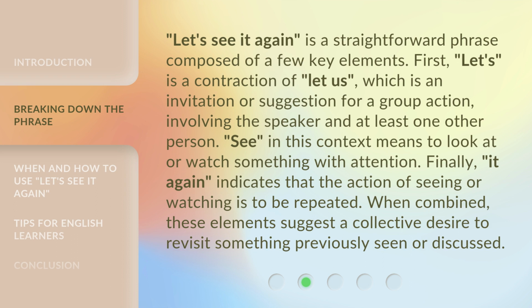"Let's see it again" is a straightforward phrase composed of a few key elements. First, "let's" is a contraction of "let us," which is an invitation or suggestion for a group action involving the speaker and at least one other person. "See," in this context, means to look at or watch something with attention. Finally, "it again" indicates that the action of seeing or watching is to be repeated. When combined, these elements suggest a collective desire to revisit something previously seen or discussed.